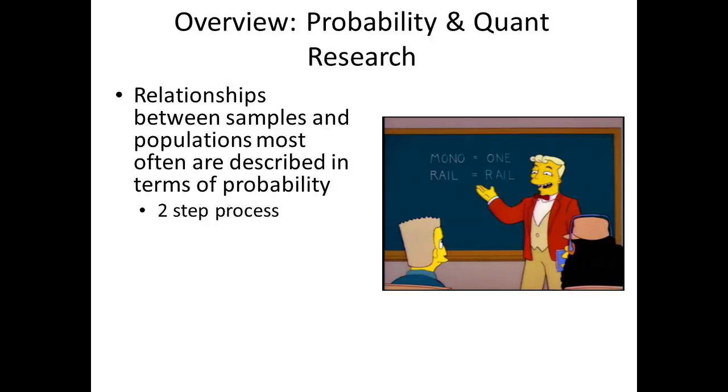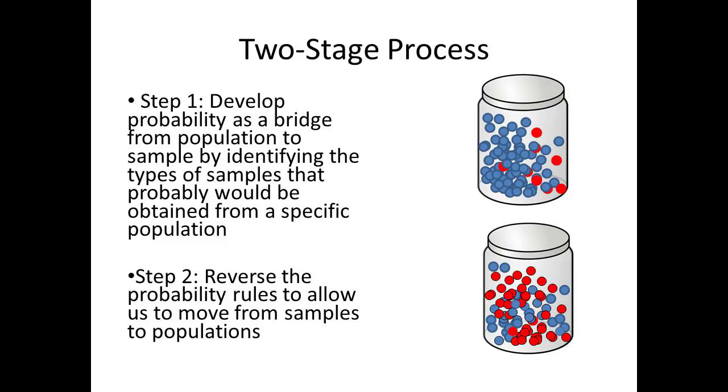And there's a two-step process by which we use probability to underlie our inferential statistics, which will link our samples to our populations. In the first step, we're going to use probability as a bridge from the population to the sample by identifying the types of samples that would be obtained from a specific population. In step 2, we're going to reverse that so that we can use the probability rules to say how samples are going to tell us about populations. So it's essentially going both ways.